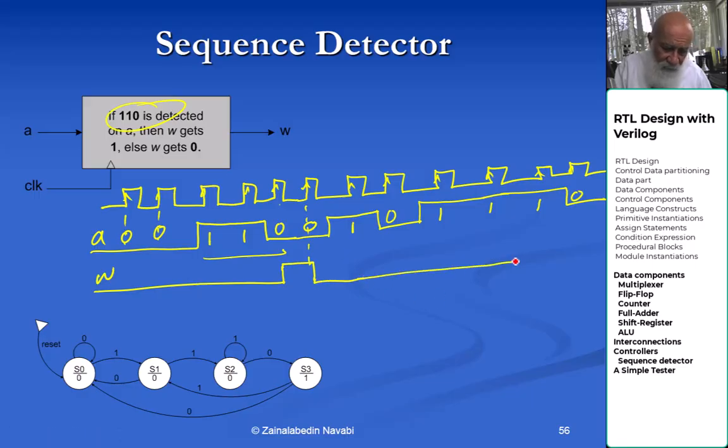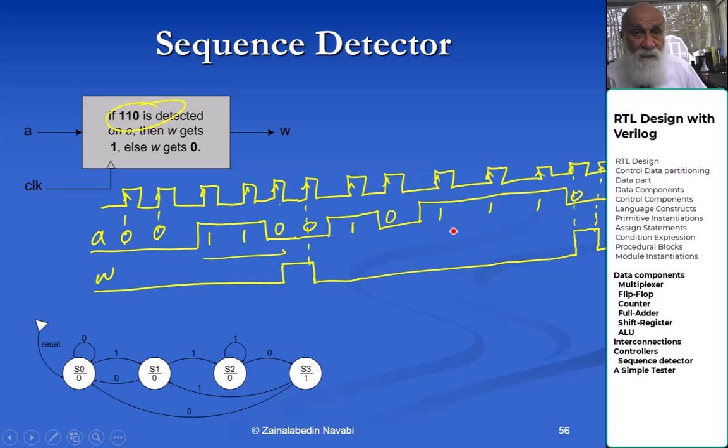And then again, 110 becomes 1 and then becomes 0 with the next rising edge of the clock. Okay, let's make sure that I have covered everything. Yes, so this is what I expect from my circuit.